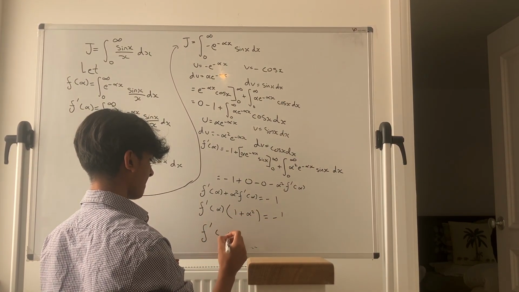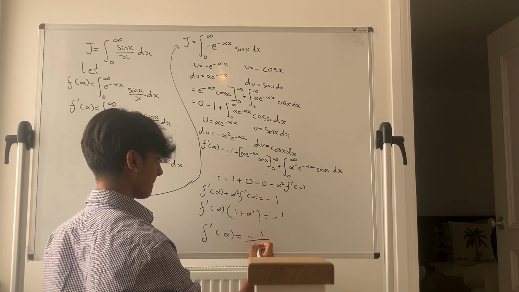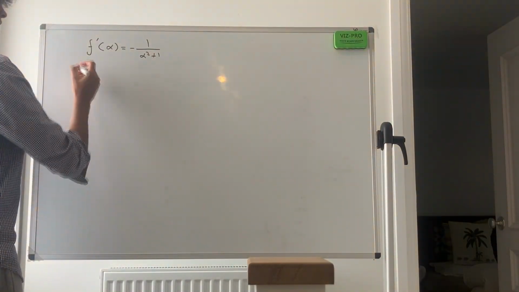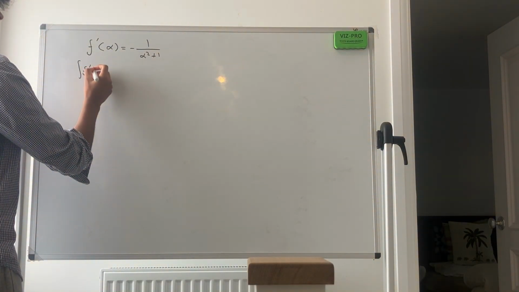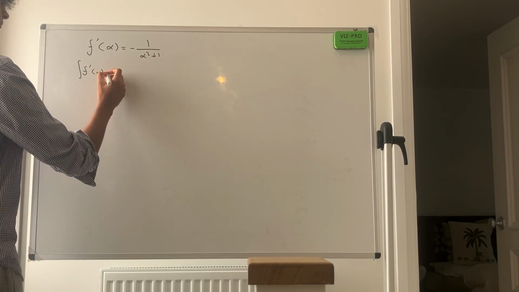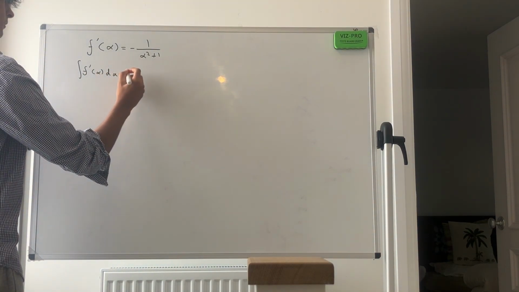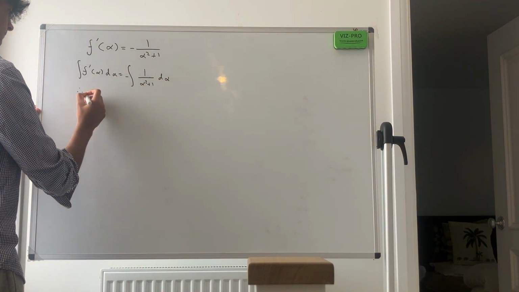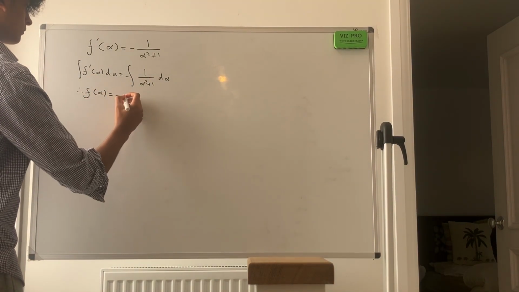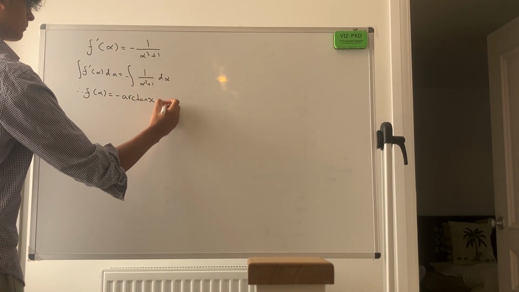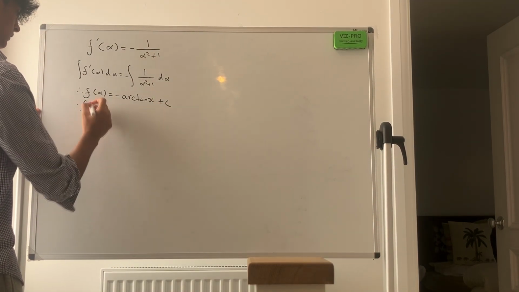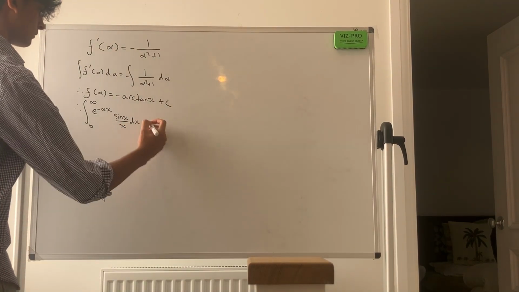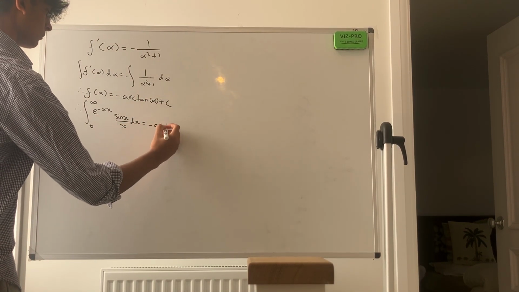And factoring out f prime of alpha, we get f prime of alpha equals minus 1 all over alpha squared plus 1. Since we now have our f prime of alpha only in terms of alpha, we can integrate that to get our original f of alpha back. So integrating f prime of alpha, we get f of alpha, and the integral reduces to negative arctan of alpha plus c. Putting the old integral back in, we have the integral from 0 to infinity of e to the negative alpha x times sine x over x dx, which we now can see is equal to negative arctan alpha plus c.